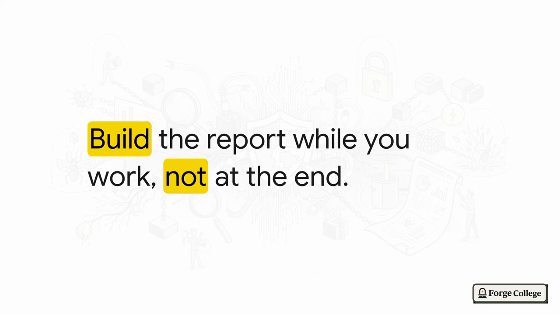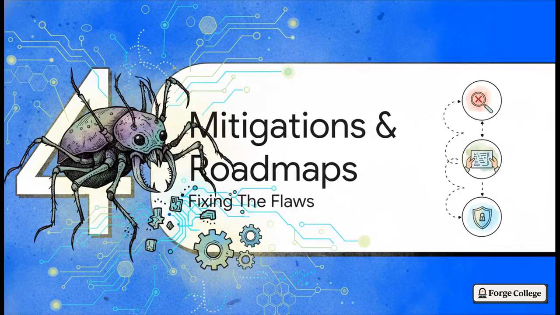You forget the exact command line flags you used, or the specific block number, or some weird little quirk in the environment. Documenting as you go ensures your evidence remains airtight and those highly specific details never get lost in the shuffle. Section 4, mitigations and roadmaps, fixing the flaws.